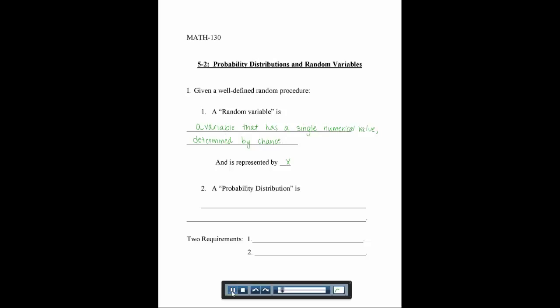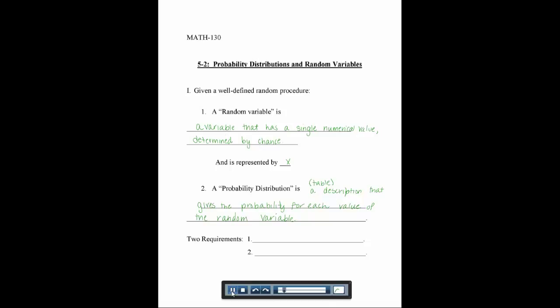So a probability distribution, which will normally be given as a table, is a description that gives the probability for each value of the random variable. So our random variable will have different values, and then our probability distribution is the table that lists the probability for all of them. Okay, so we have two requirements.